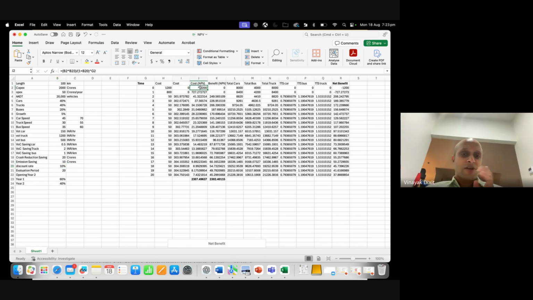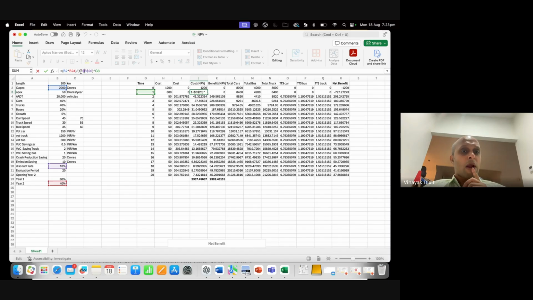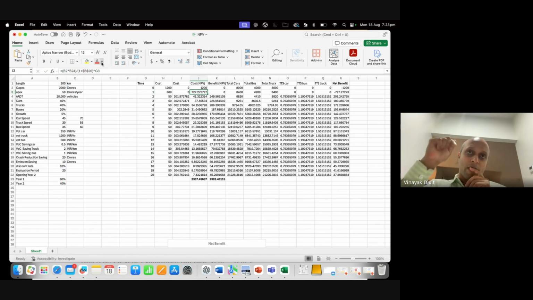So the first year is 1,200, but the second year will be 800 divided by 1 plus 10%, that's 1.1 raised to power 1. What you're doing is, $1 today means more than $1 tomorrow. But how much more? That's what the discount rate is capturing. It basically is a factor you divide by.